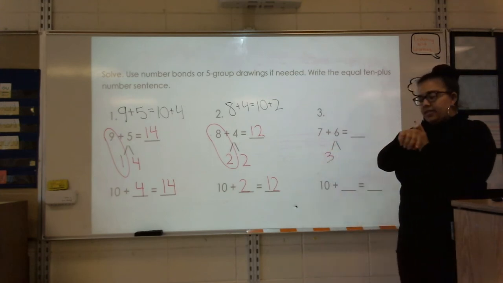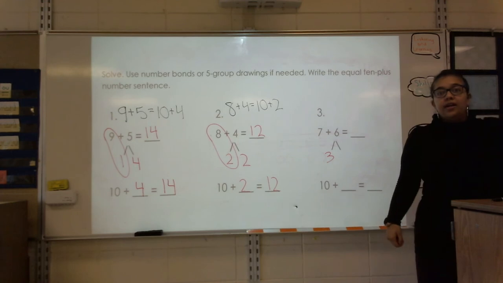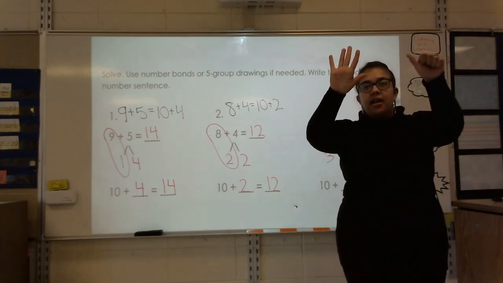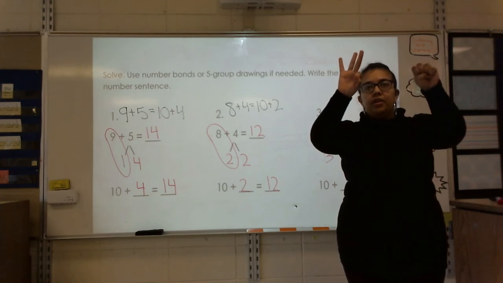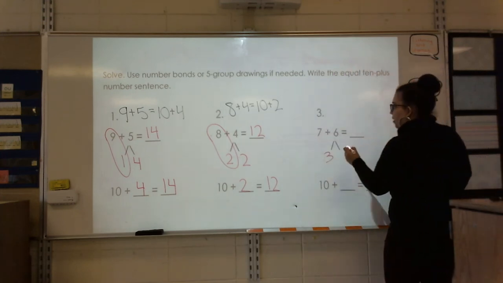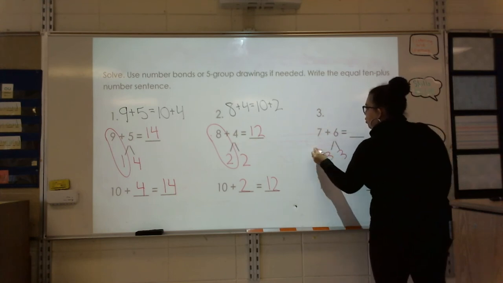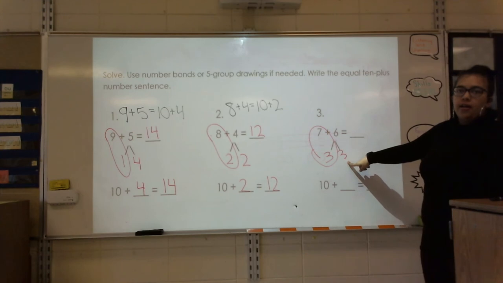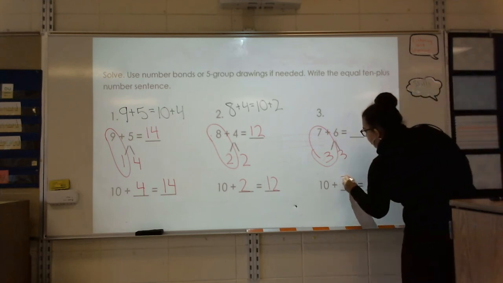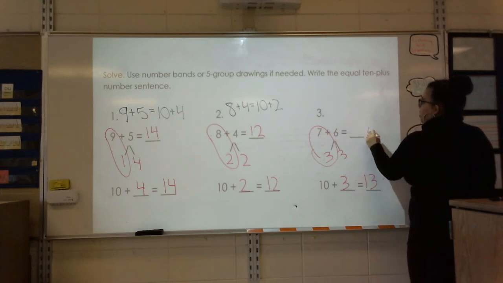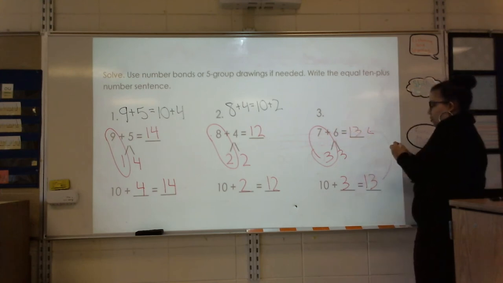If I have 6 and I move 3 of them over, I took 3 of them to put them with my group of 10, I still have 3 left. We're going to join these together as a group of 10. And how many did I leave out? 3. So 10 plus 3 is equal to 13, which means 7 plus 6 is equal to 13.